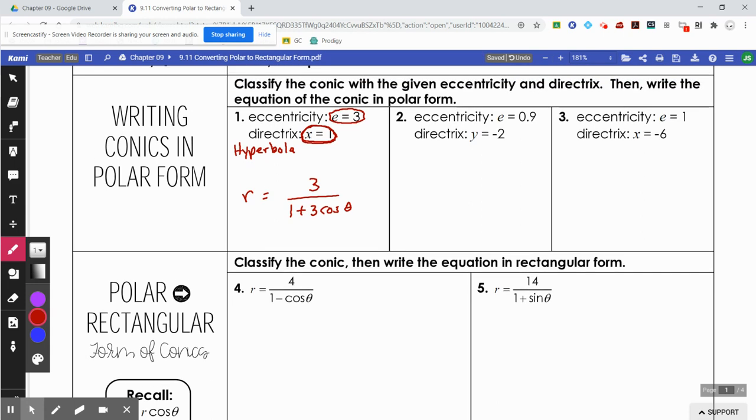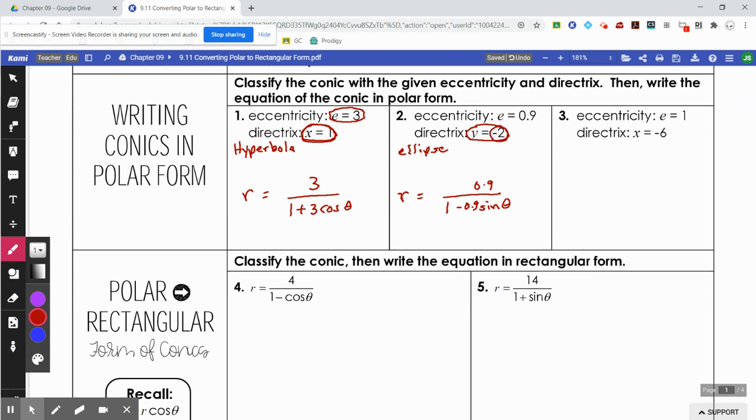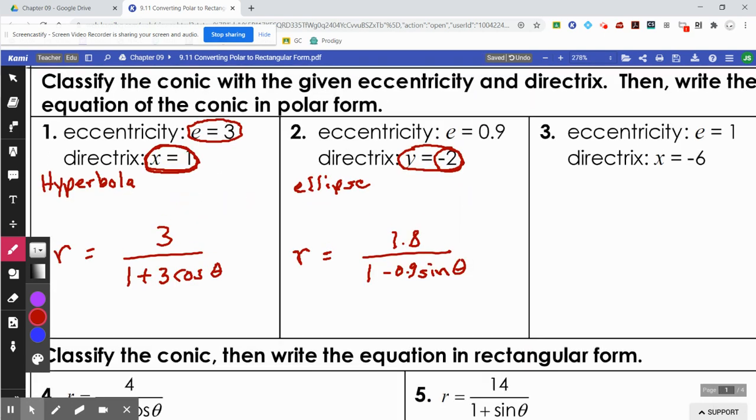Second one, an eccentricity of 0.9. Here we're going to have an ellipse because of that eccentricity. Our directrix, y equals -2, is down 2 spots, so it's below the pole. So here's going to be your form. Again, I forgot to put that this is an ellipse. So let's replace all of our e's with 0.9's, so 0.9 sine theta, and replace all your k's with the distance to this directrix, which is 2. Do not use the negative, use the distance. So 2 times 0.9 on top will give you a 1.8. So there's your equation.